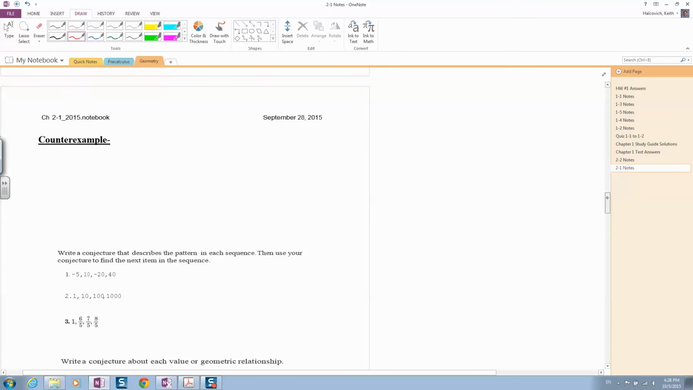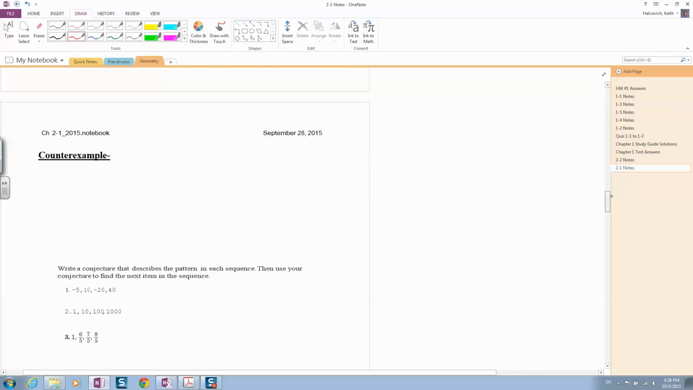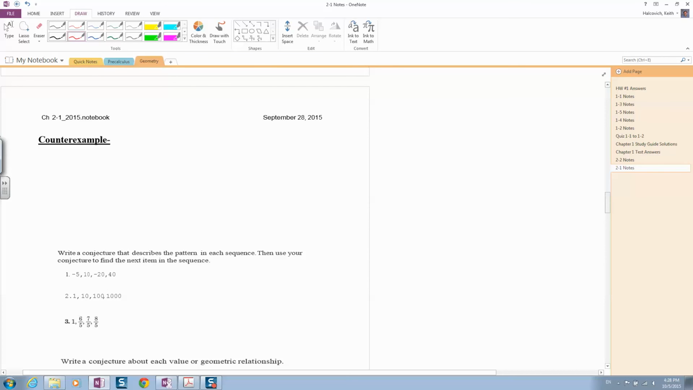All right, before I go to the next one, I'm going to talk about a counterexample. A counterexample is basically an example that you'll use to show a conjecture is false. So basically, it's an example to show that a conjecture is false.